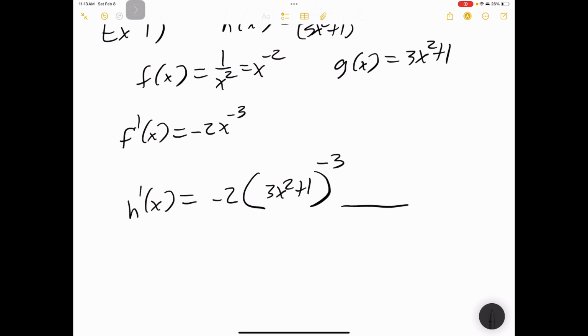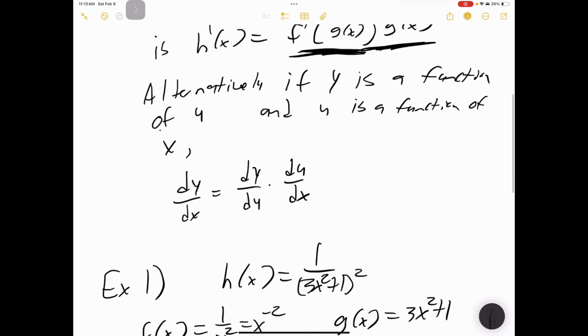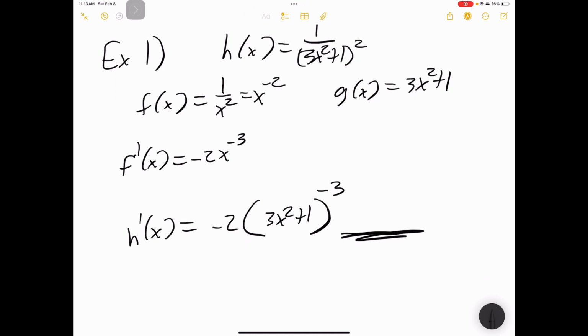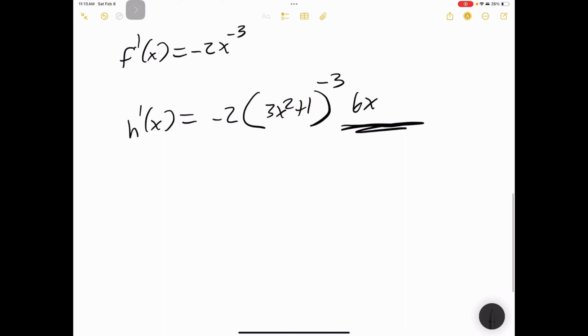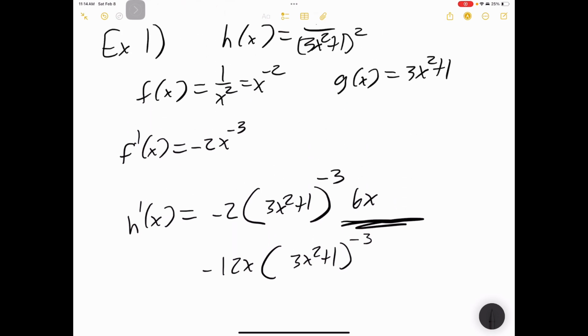That's our first piece. We still have another one that we need to get to, and that other piece is just multiply it by g prime of x. Well, we know that g is 3x squared plus 1, so the derivative of g is just going to be 6x. And that's our chain rule. Our chain rule multiplies these two things together, and what we're left with is 6 times negative 2 is negative 12x times (3x squared plus 1) to the negative 3.